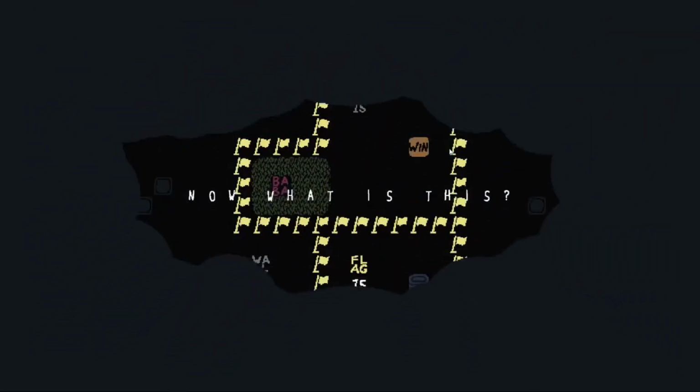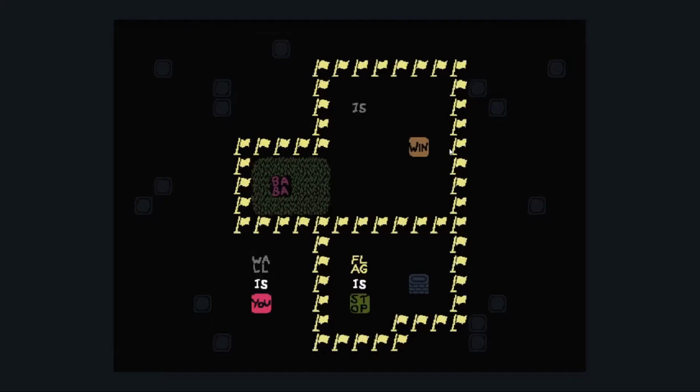Now level 2, now what is this? Well, this looks pretty similar to the first level, except Baba's nowhere to be seen. Instead, wall is you. We're the wall. Right here. Right there. And flag is stop. So all these flags, we can't move past the flags. And this level does a great job of teaching you that the subjects, these things right here, aren't too terribly important. You can basically interchange a lot of them and they'll do the same thing.